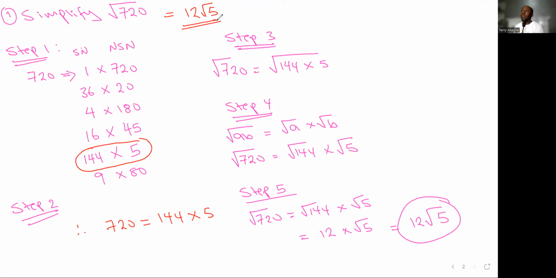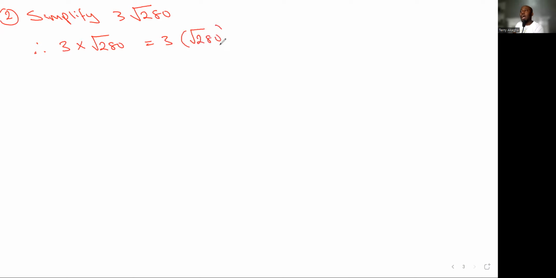Is that okay? So now I'm going to pick the second question as well that we solved in that video. We talked about simplifying 3 root 280, okay? So simplify 3 root 280, all right? And like I told you in that video, because we are having two things, it's the same thing as saying 3 times square root of 280. So what we are going to do, we're going to simplify 280 first, and we'll multiply the answer by what? 3.